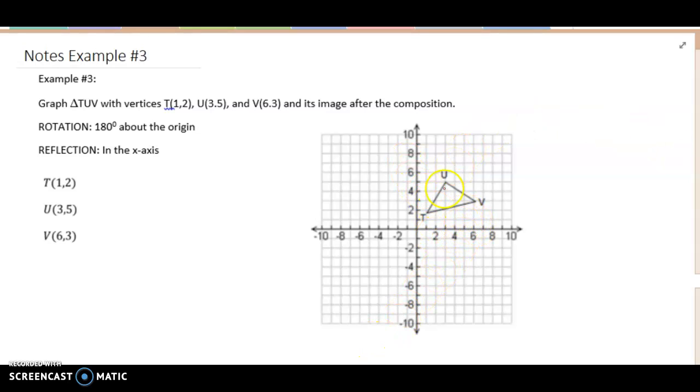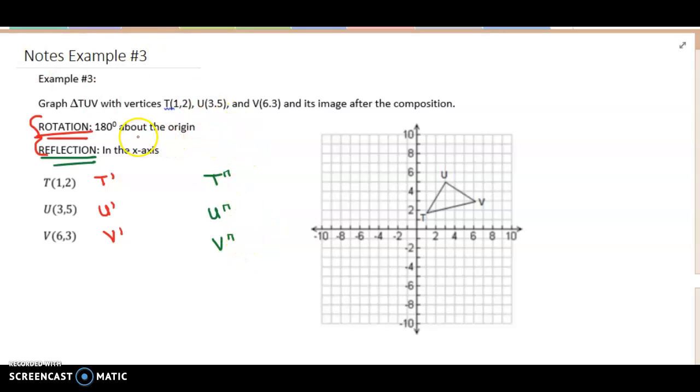All right, let's look at example 3. Example 3 is a composition. Remember that compositions are when we put more than one transformation together. Here we're rotating about the origin 180 degrees, and then we're going to reflect it over the x-axis. We have TUV, which I already have here. Then we're going to have a T prime, a U prime, and a V prime, which will be after the rotation. And then we'll have a T double prime, a U double prime, and a V double prime after the reflection, which will be our final image.